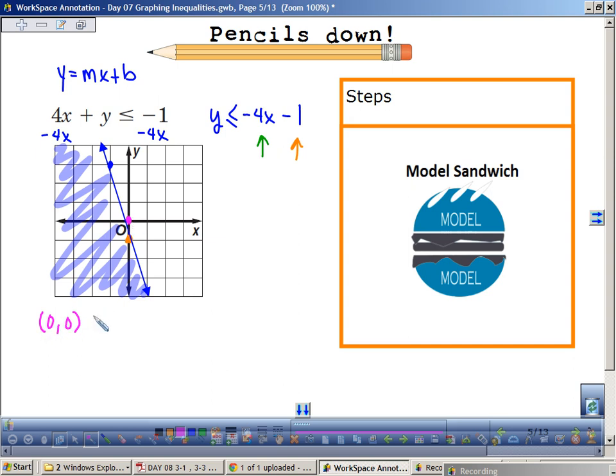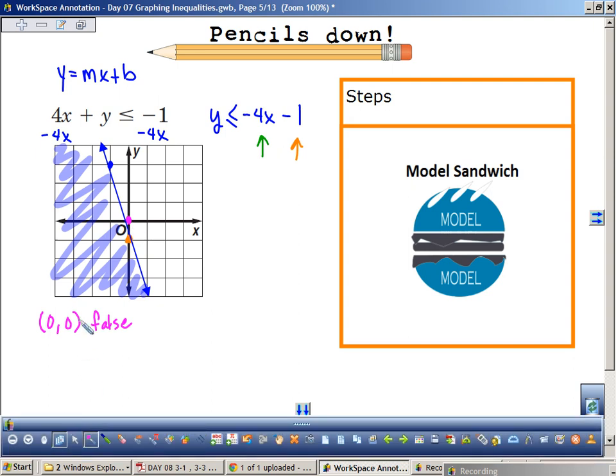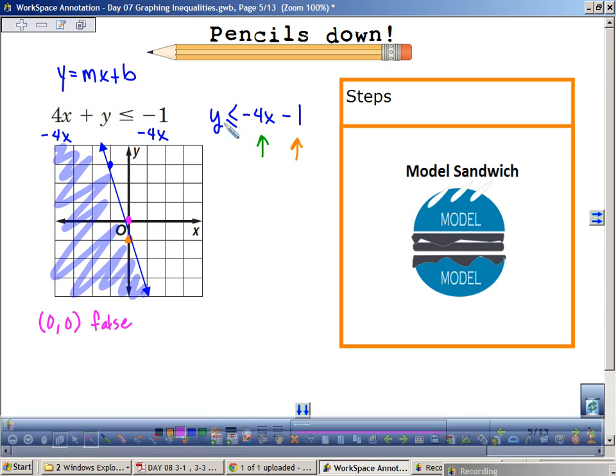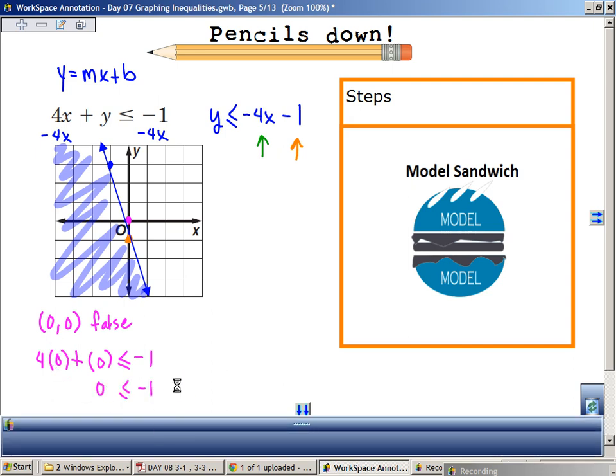So if I plug in or substitute in 0, 0, I'm going to get a false statement. Does that make sense? It does not belong in there. Right? 0, 0 does not belong in the solution. 0, 0 wouldn't lie on that line either, right? You see what I'm saying? Okay, so I'm going to substitute 0, 0. Here's my original equation. 4 times 0 plus 0 is less than or equal to negative 1, correct? Is 0 less than or equal to negative 1? No. That is a false statement.